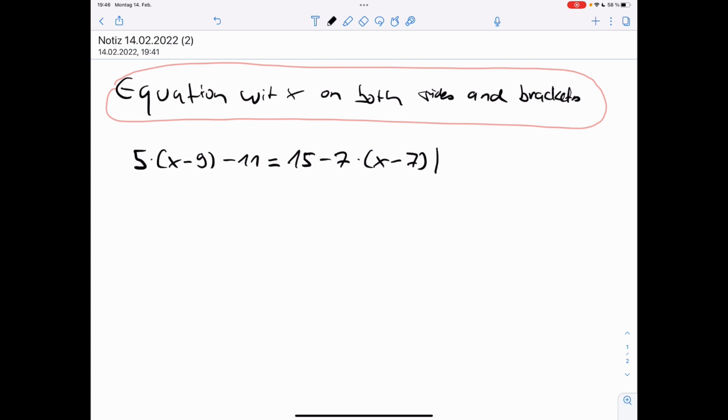Yes, we continue with our series on equations, and we have here an equation with x on both sides and brackets. So let's see how we can solve this one. First, as our rule from the last video, from the second video: put all the x on one side and all the numbers on the other side.